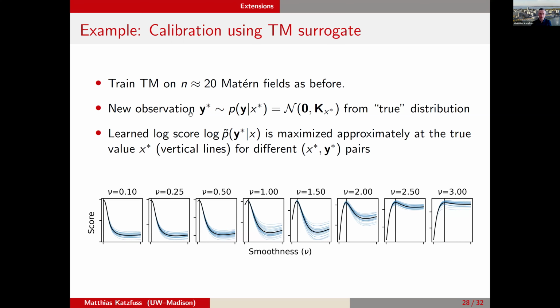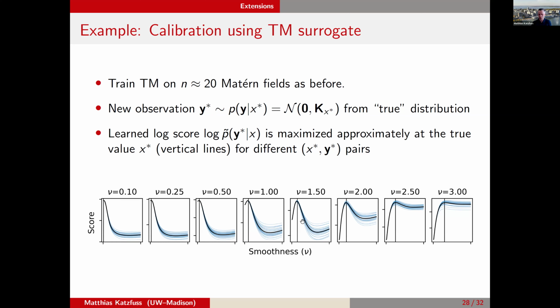And then we assume we have a new observation, y star, which is from a Gaussian with a Matern covariance, but with a particular x star that we don't know. We're trying to learn that using our surrogate. So we can look at the learned log score, log of p tilde y star given x, and look at where it is maximized, or what it looks like for different pairs of x star and y star.